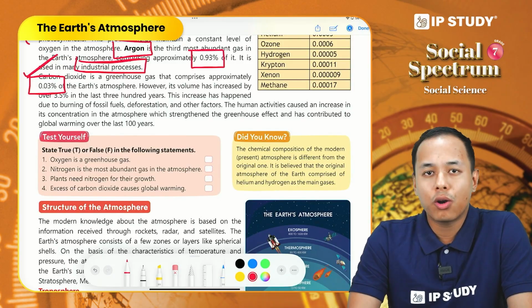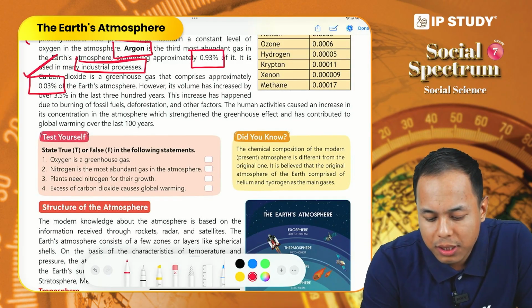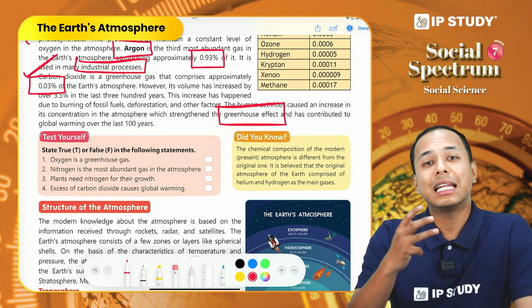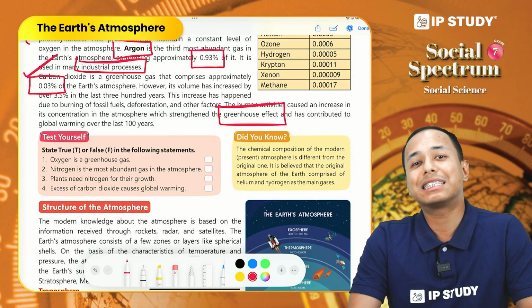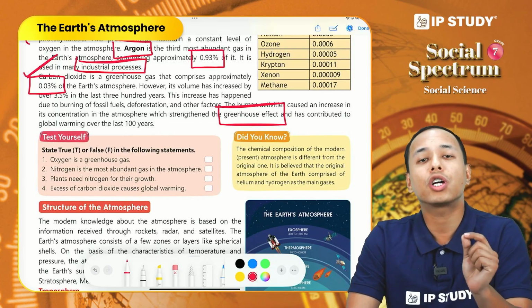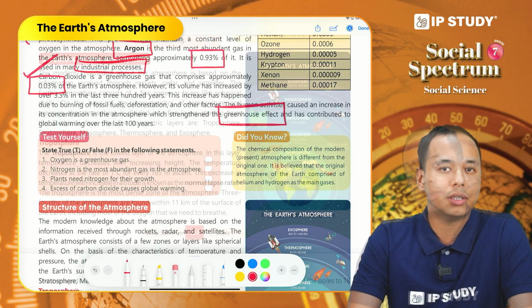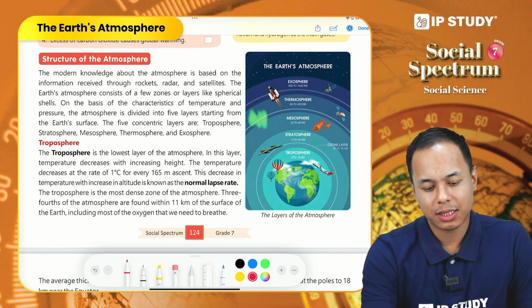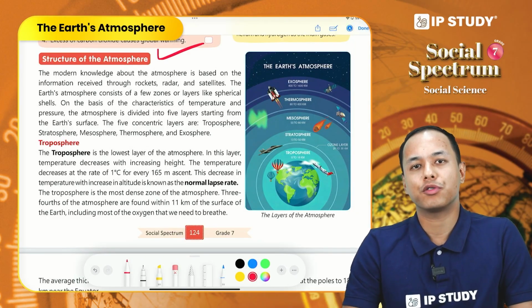And as we all know, carbon dioxide is a greenhouse gas. So an increase in the proportion of carbon dioxide strengthens the greenhouse effect, which contributes to the global warming of the earth. So now let us discuss the second topic, that is the structure of the atmosphere.